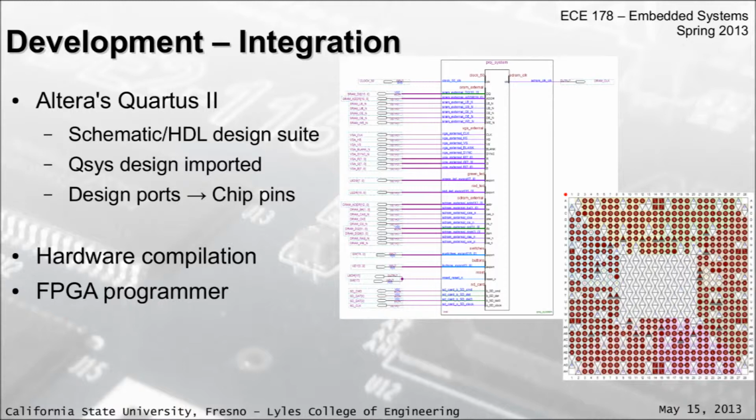Then hardware compilation, which is much more time consuming than code compilation. The final result of the system actually used about 20% of the resources on the Cyclone 4 on the DE2 board. And then Quartus 2 also has an FPGA programmer, which we need to actually configure the hardware for the system.